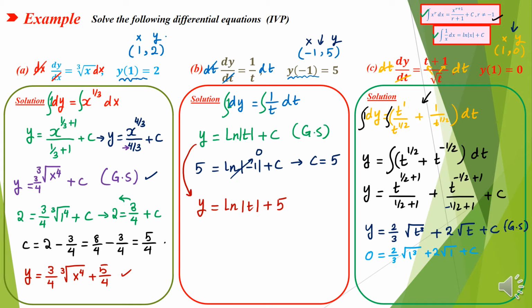So we have 0 equals 2 over 3 multiplied by 1 plus 2 multiplied by 1 plus c, and you'll get 0 equals, now 2 over 3 plus 2 we can write it as 6 over 3, we will get 8 over 3 plus c, which means that c equals negative 8 over 3. So if you want to get the particular solution for the given differential equation, it will be the same general solution. So you get y equals 2 over 3 square root of t cubed plus 2 square root of t, then minus 8 over 3. So this is the particular solution.